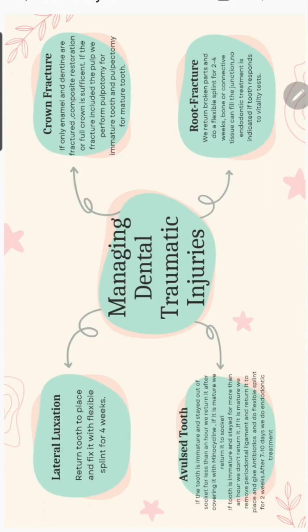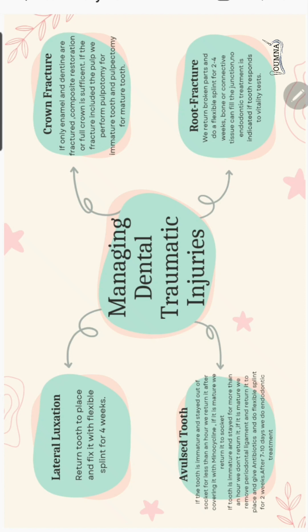Now let's go to the summary. Managing dental traumatic injuries. Crown fracture. If only enamel and dentine are fractured, composite restoration or full crown is sufficient. If the fracture included the pulp, we perform pulpotomy for an immature tooth and pulpectomy for a mature tooth. Root fracture. We return broken parts and do a flexible splint for 2 to 4 weeks. Bone or connective tissue, or both, can fill the junction. No endodontic treatment is indicated if the tooth responds to vitality tests. Lateral luxation. Return the tooth to place and fix it with a flexible splint for 4 weeks.